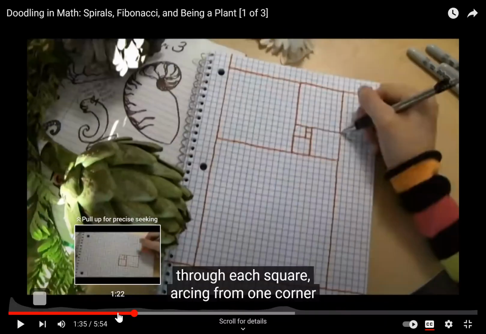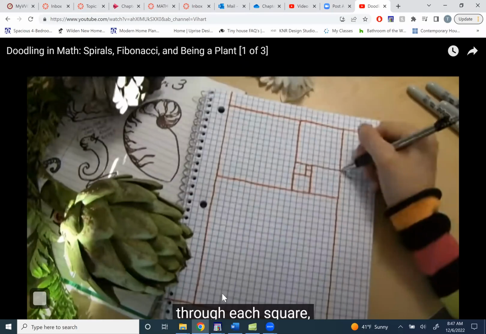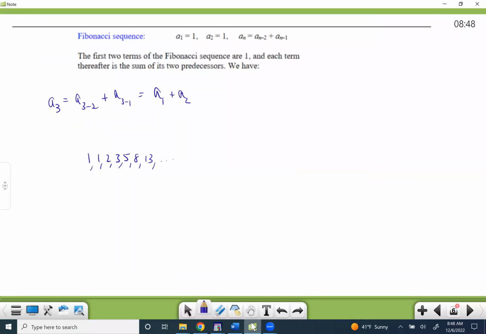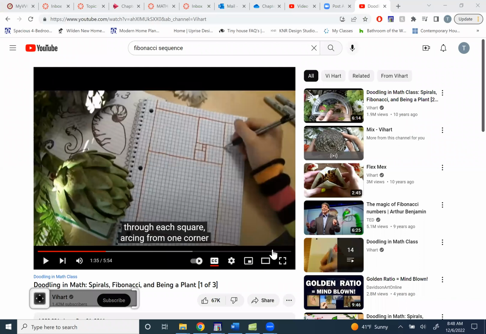So something that would be good to look at is make sure we get a couple of these numbers. The next one would be 21, the next one would be 34, etc. But what she was doing is if you'll notice the side lengths of the square, where she started with a square that was 1 by 1, and another square that was 1 by 1, and then the next one was 2 by 2, and the next one was 3 by 3. Let's go back and take a peek at it, okay?